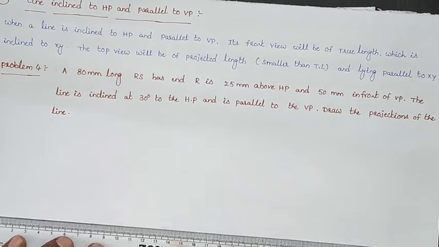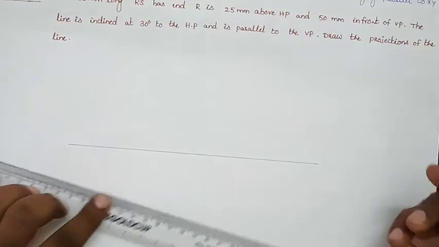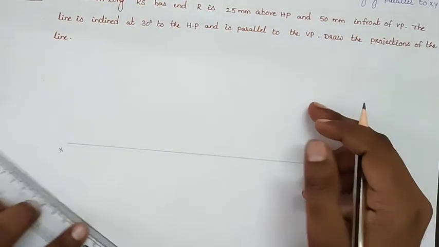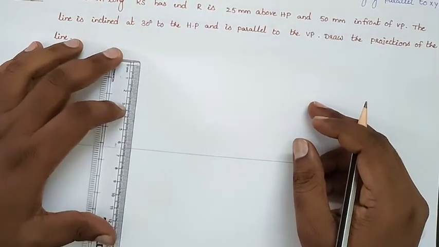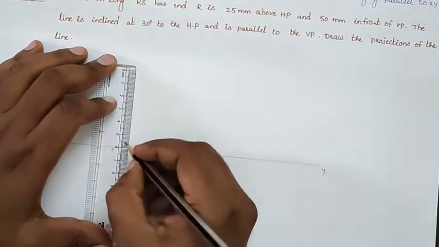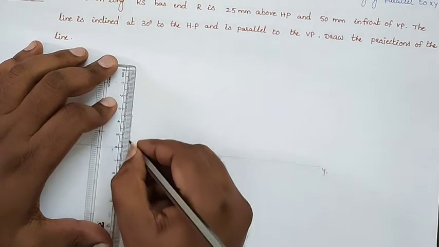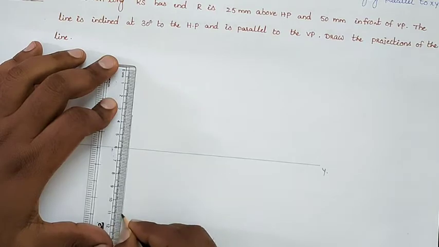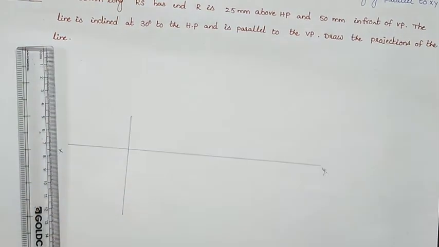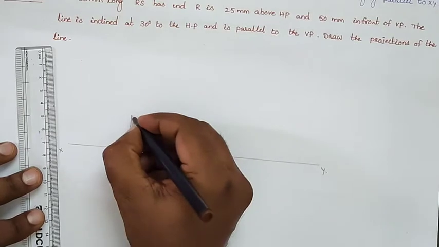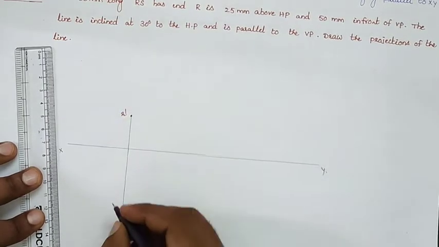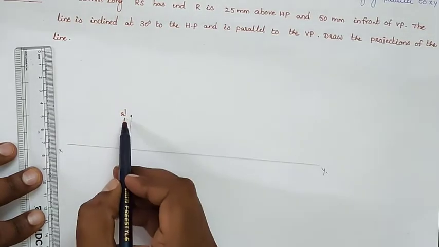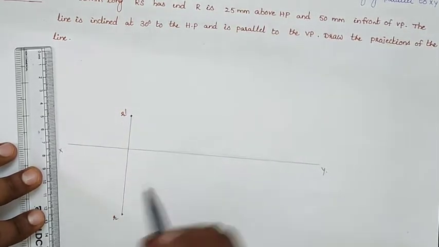So first of all, we will draw the reference line XY and draw the projections of end projectors. So R is 25 mm above HP and 50 mm in front of the VP. So take 25 mm above the reference line, and in front of the VP means below the reference line you can take 50. So we will draw the end projector of point R. So here you will get R dash and here you will get small r. So the point R, front view is R dash and top view is R.